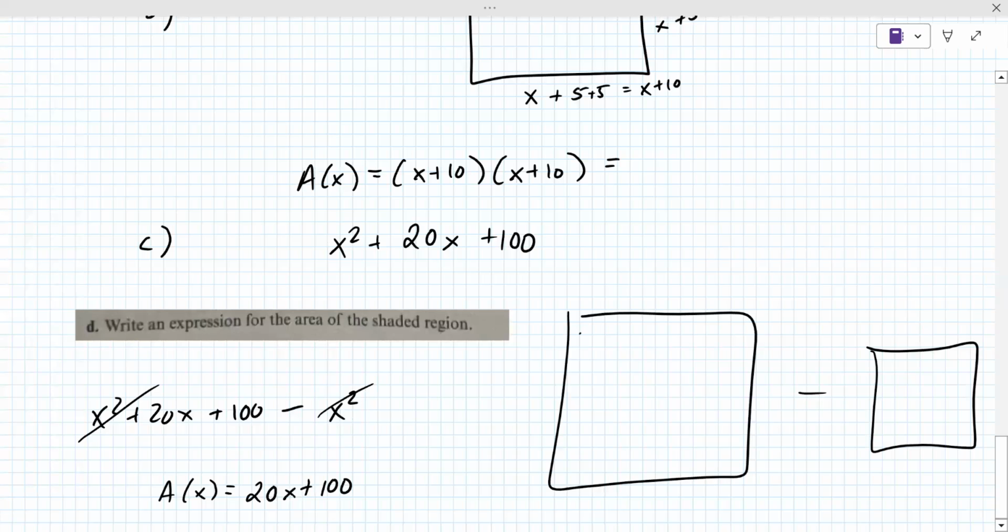All right, that makes sense. Okay. Generalize. All right.